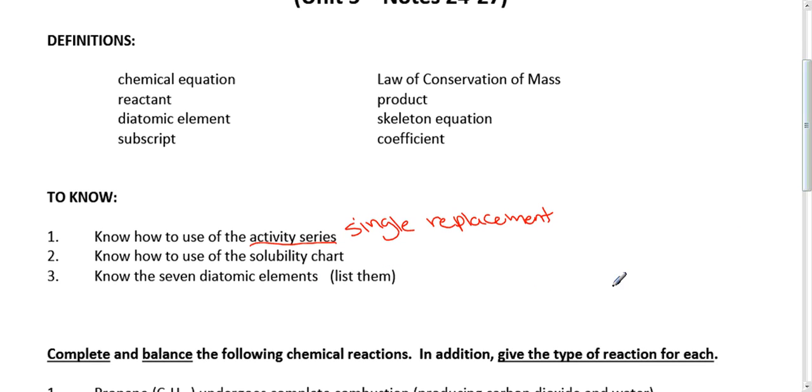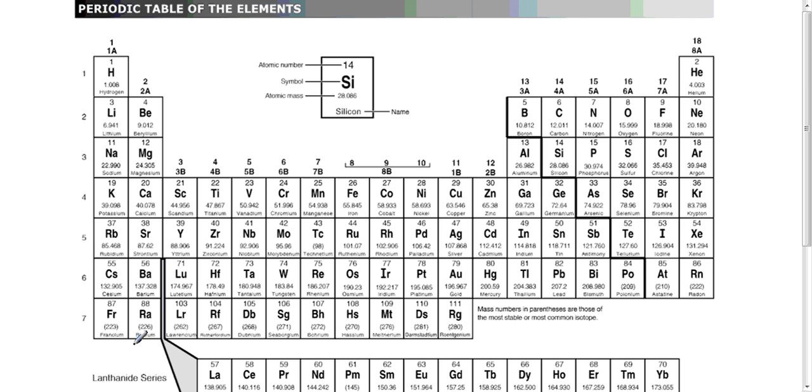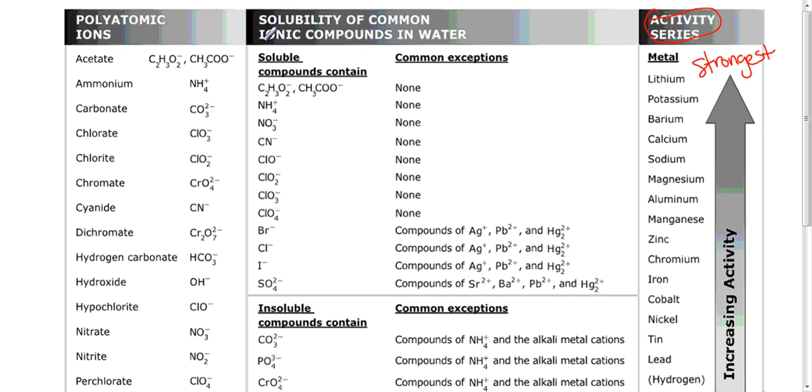The other reference material you need to be able to use is our solubility chart. And we find it on the same page. Our solubility chart, it's here in the middle. And it tells us if our substances are soluble in water. So this whole top part are where we have soluble compounds. They will dissolve. And then down here below we have insoluble.